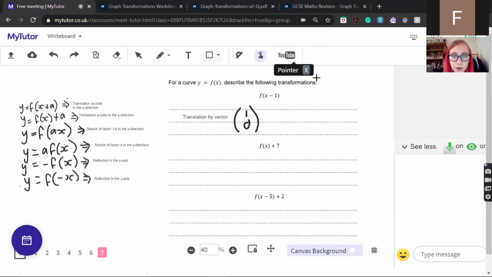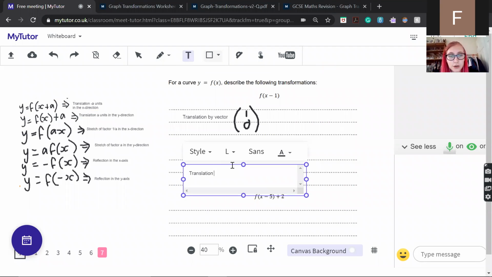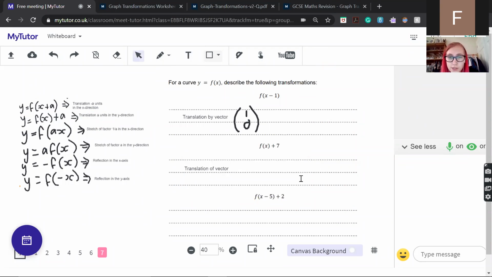Let's look at our next one. f of x plus 7. Well, this looks a heck of a lot like this form, doesn't it? But instead of a, we've got 7. So translation, 7 units in the y direction. Brilliant. And we know what that looks like as well. That's a translation of vector, what's 7 units in the y direction? Well, that means a positive 7 units. So we just fill that into our vector. So 0, 7.